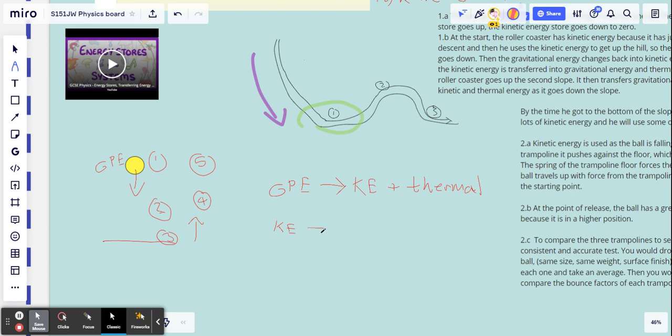So what's happening is that kinetic energy is now being transferred into elastic energy, and also again more thermal energy. That's what happens as it collides with the trampoline. Now, as the ball goes, as the trampoline sort of goes down and down and down, it stretches and gains elastic energy, and then it rebounds back. So you have elastic energy.